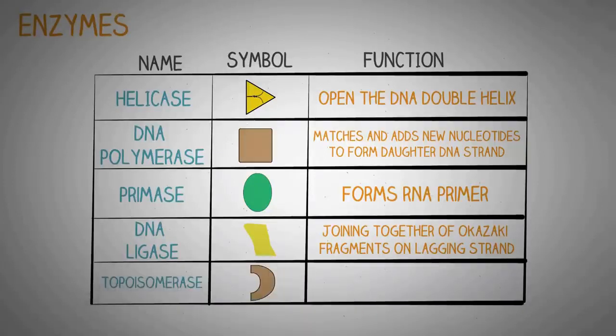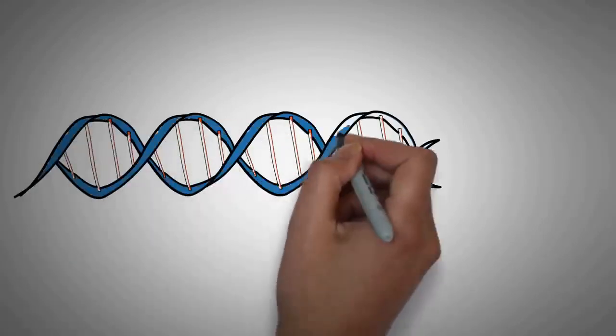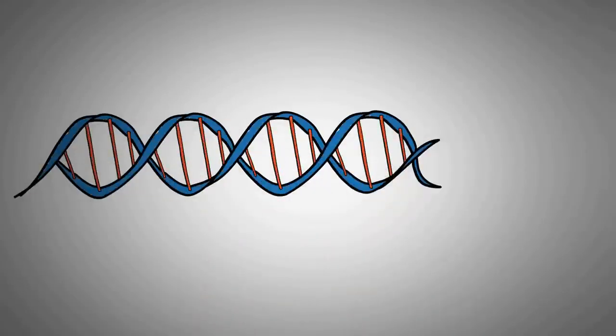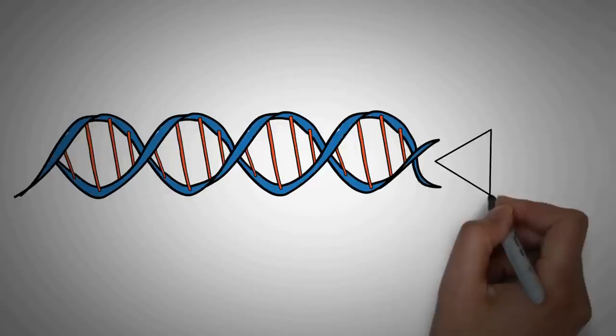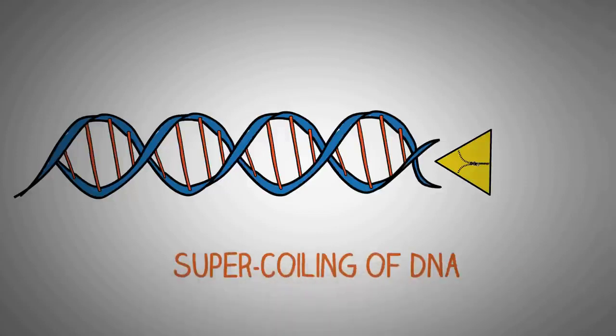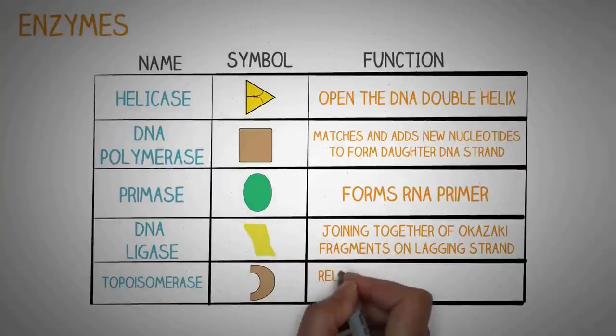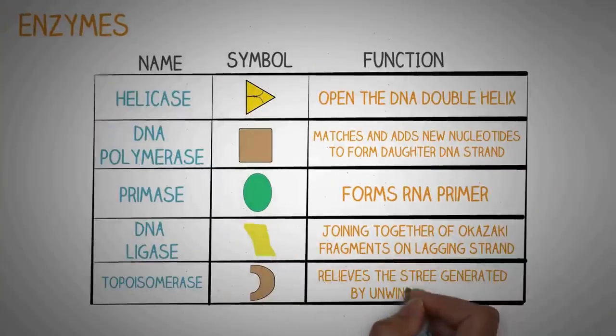And the final enzyme we will talk about is the enzyme topoisomerase, which will be denoted by this symbol. Now, the DNA is a double helical structure which consists of two strands of DNA which are twisted around each other. When the enzyme helicase opens up the DNA, there is generation of stress in DNA strands which can lead to supercoiling of DNA. Now, this problem is solved by topoisomerase, which cuts and reseals the fragments of DNA to relieve the stress that is produced by unzipping of the DNA.